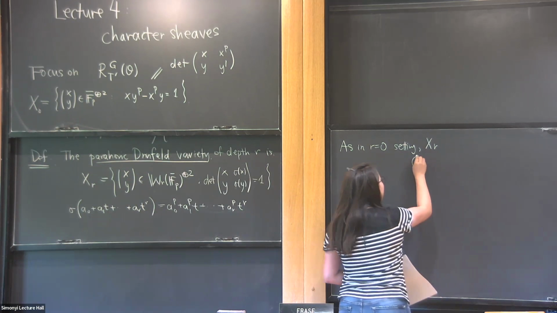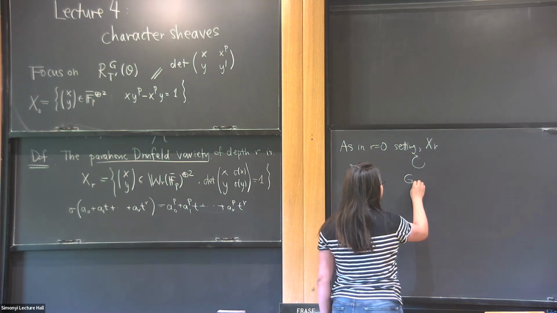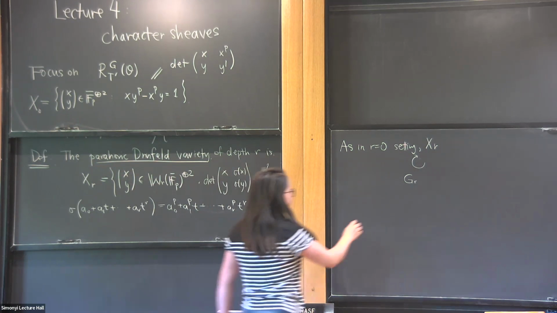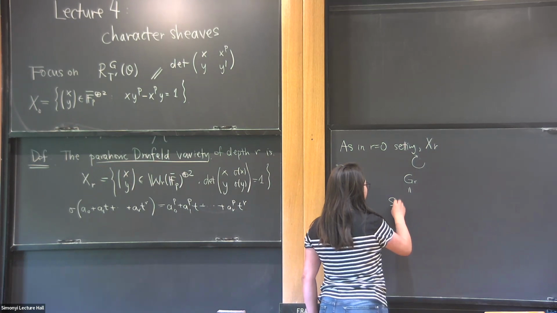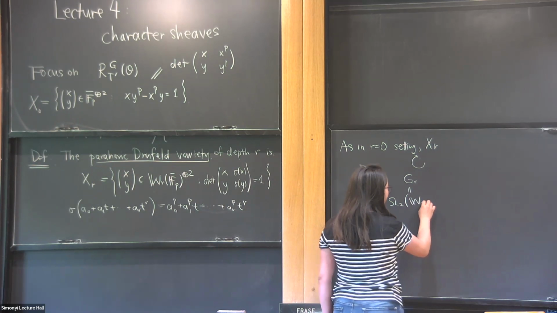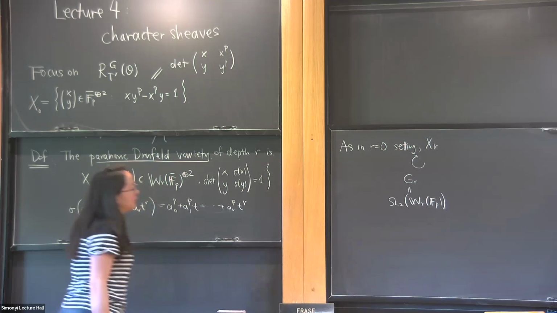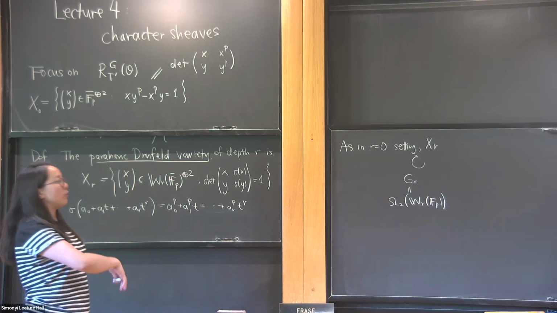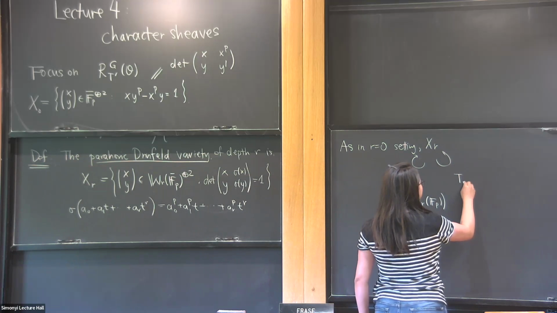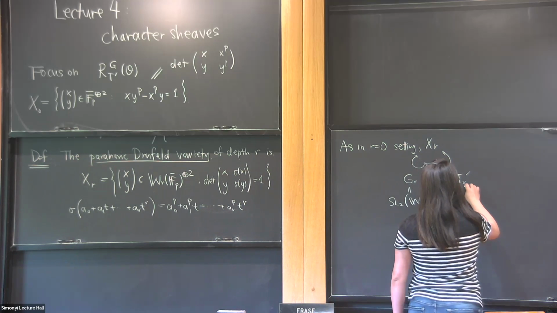X_R has an action by matrix multiplication of some group that I'll call G_R. And what is G_R? G_R is the group of 2 by 2 matrices with coefficients inside W_R of F_p. And it also has a right action by an R version of T prime, which I'll call T_R prime, or T prime R, whatever.